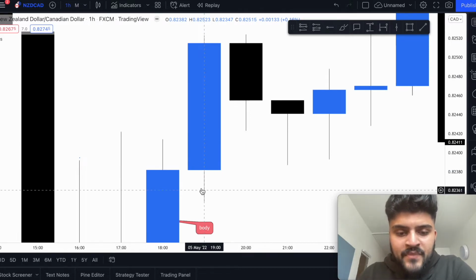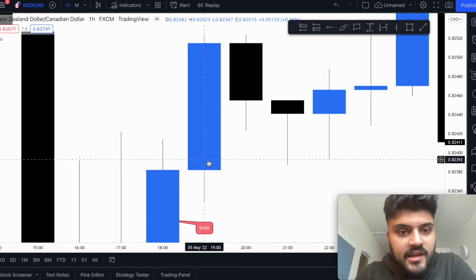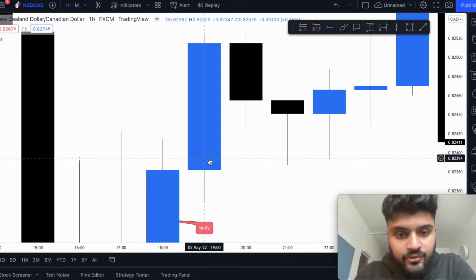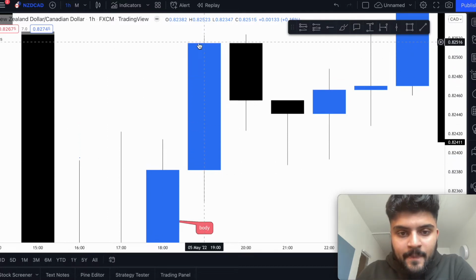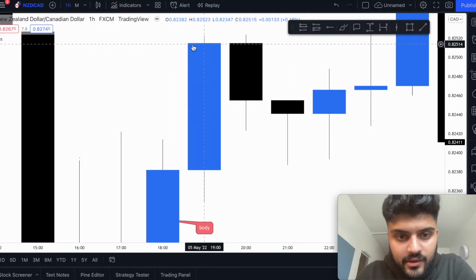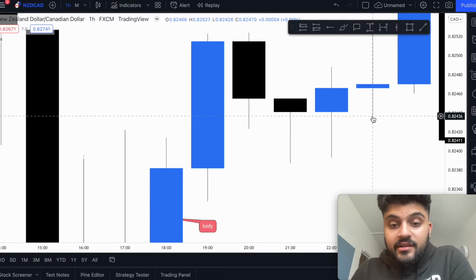That makes sense, right? So this candle is blue as well. It opened here at this price, which is 0.82382, and it closed all the way up here. So it opened here and went all the way up and ended up closing at this area, where the blue box kind of ends. So that'll be the open and close, and it's blue because of that.